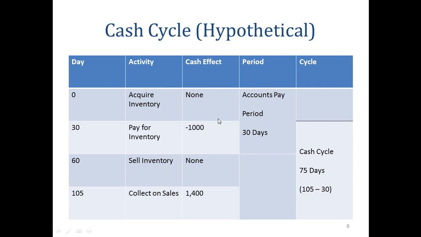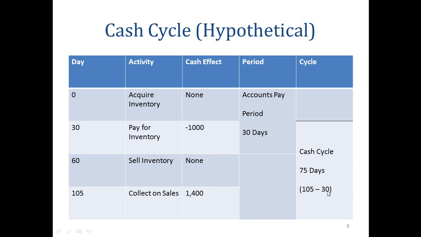This period is called the accounts payable period. It's 30 days. So I get the inventory here, I pay for it here. That's a 30-day accounts payable. Here I sell the inventory and then I collect. That is called the cash cycle.